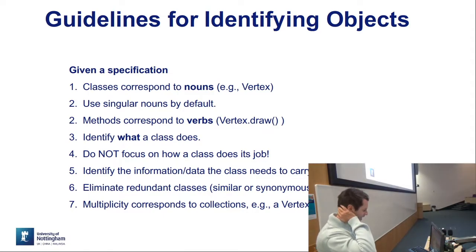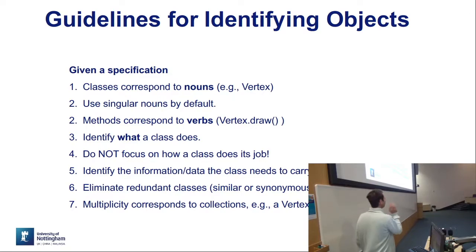Identify what the class does. Do not focus on how a class does its job. There's an exclamation point there, meaning that's really important. Identify the information and the data the class needs to carry out its task. Eliminate redundant classes, and then multiplicity, here's a good one. Multiplicity corresponds to collections.